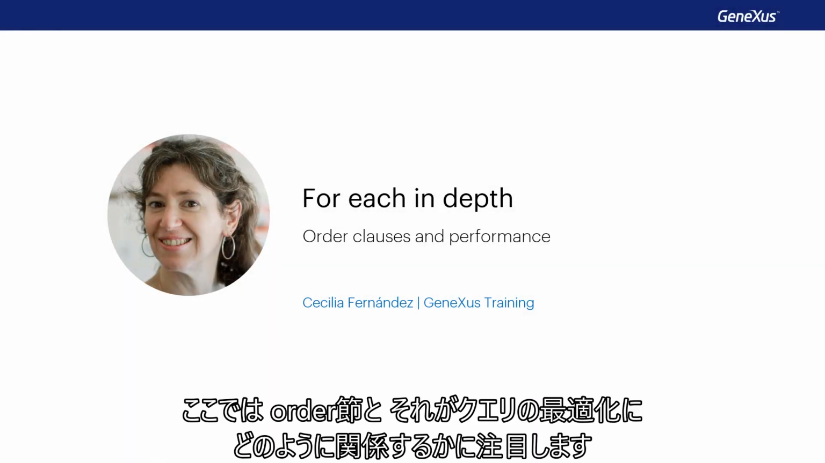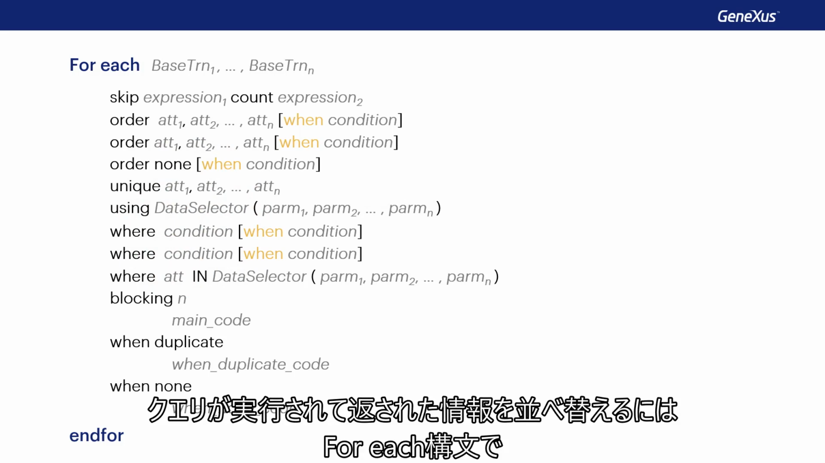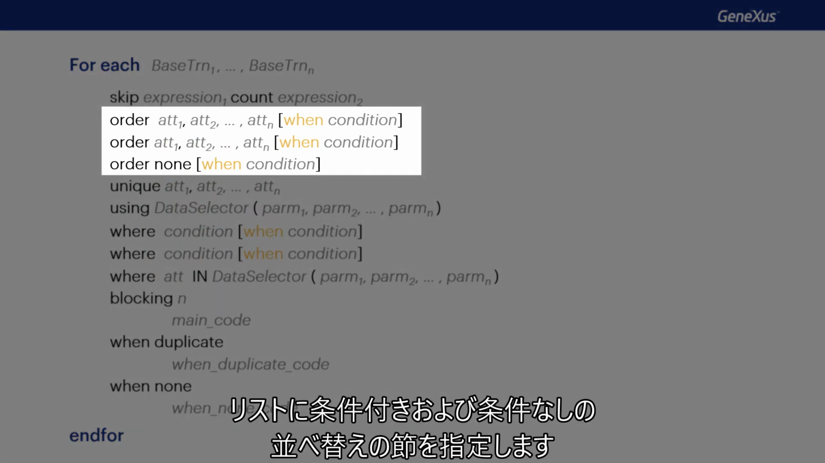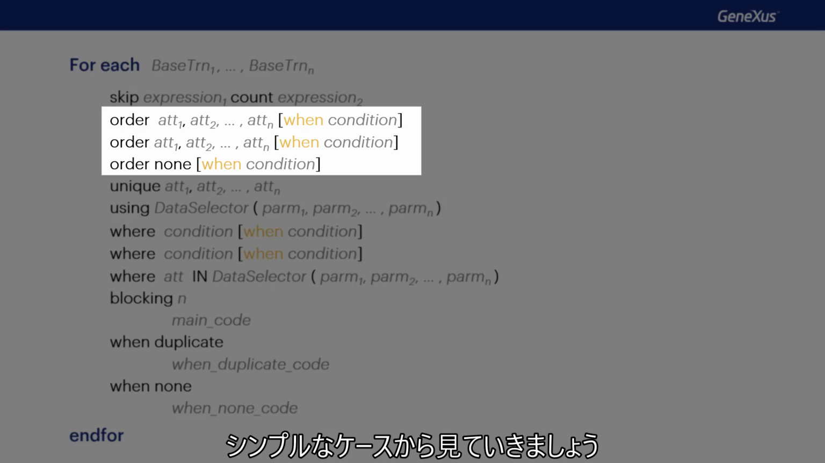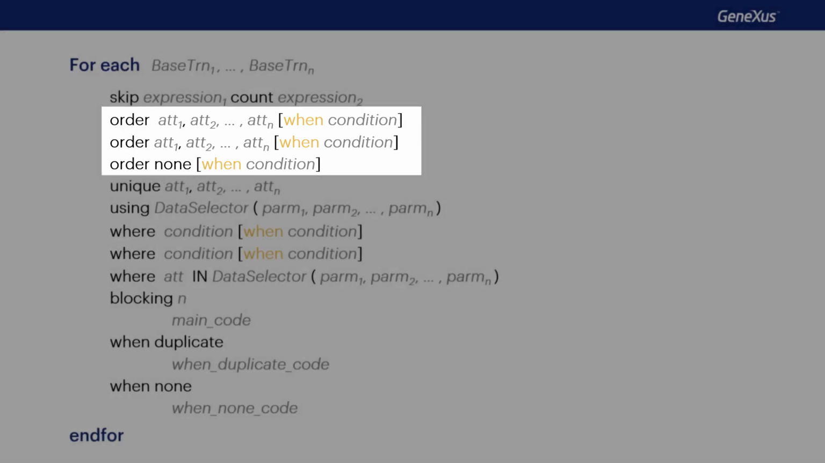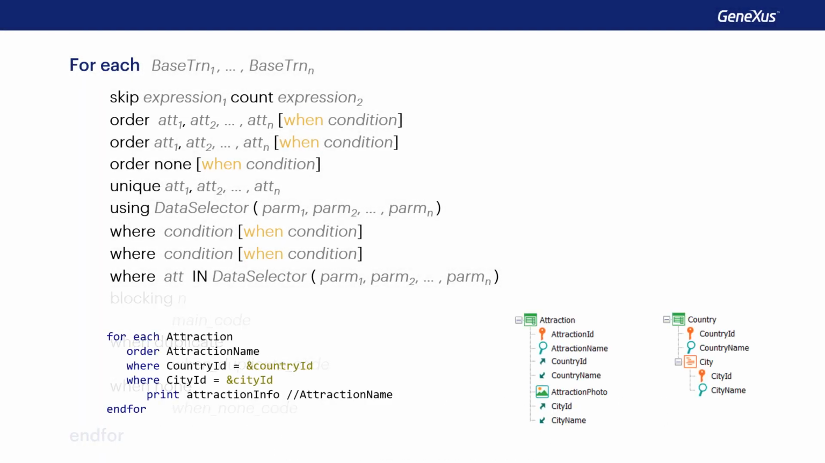Let's focus on order clauses and how they relate to the optimization of queries. We know that to order the information to be queried and returned, the syntax of the for each allows us to specify a list of conditional clauses and an unconditional one. Let's go from what's simpler to what's more complex. We'll start by analyzing the case of a single order clause with no conditions, such as this one.